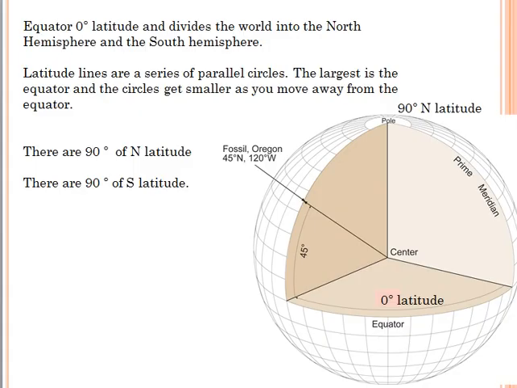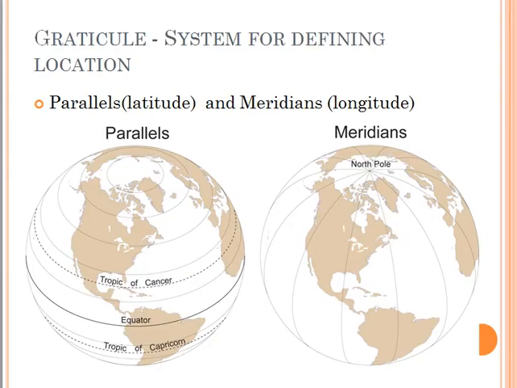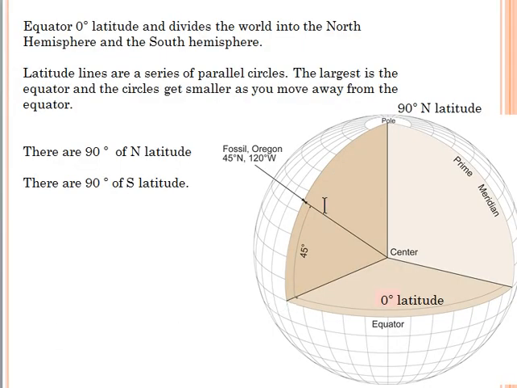So let's look at the parallels first. We have to start somewhere, and so the first primary line of latitude is the equator. It's right here at 0 degrees latitude, so that's the starting point. And it divides the Earth into the northern hemisphere and the southern hemisphere. And there are 90 degrees in the northern hemisphere and 90 degrees in the southern hemisphere.